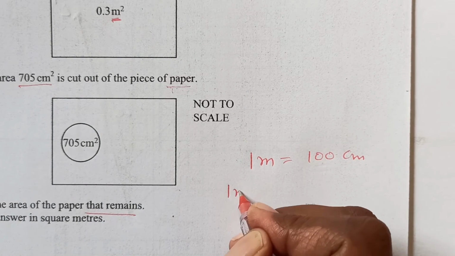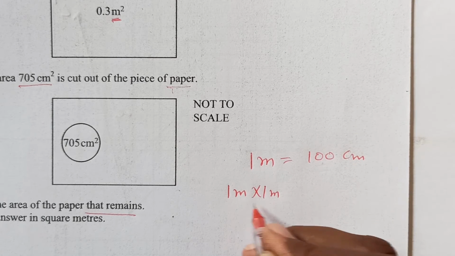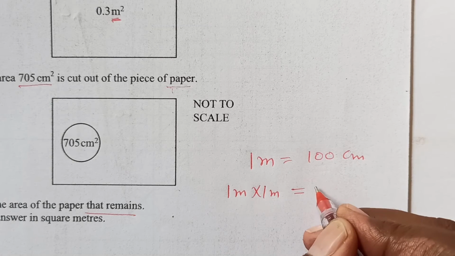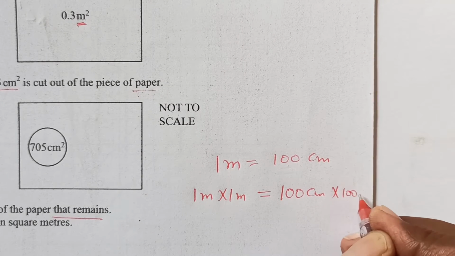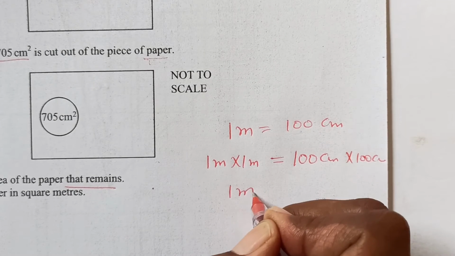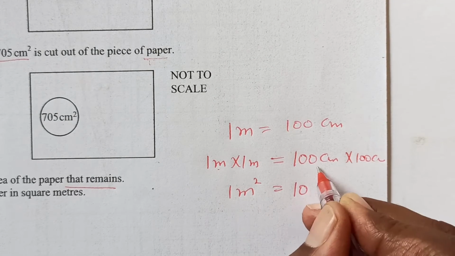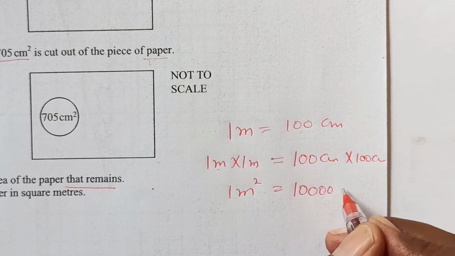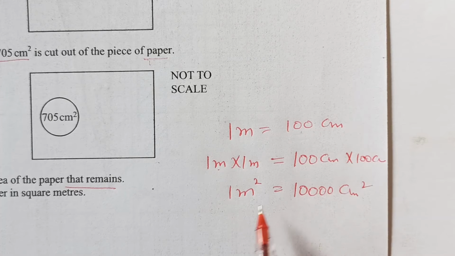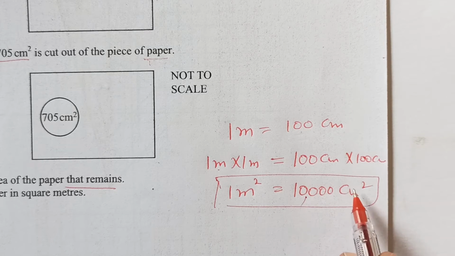So to make 1 meter square, we are going to multiply 1 by 1. That will become 1 meter square. And the same we are going to do on the other side: 100 centimeters and 100 centimeters. So that means meter times meter, meter square. 1 meter square is equal to 10,000 centimeter square.